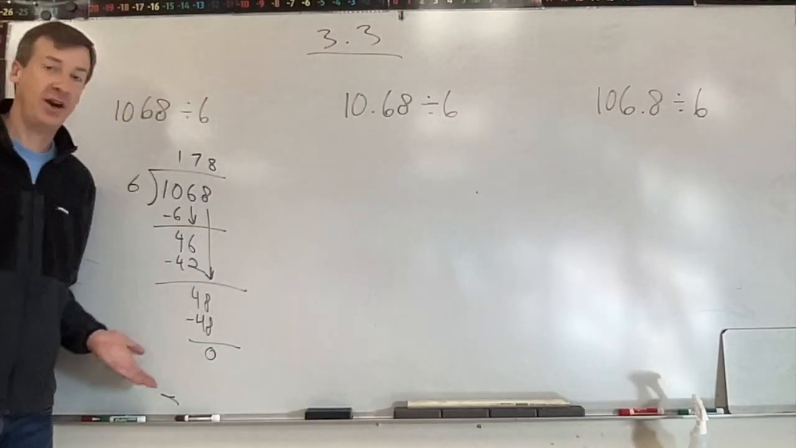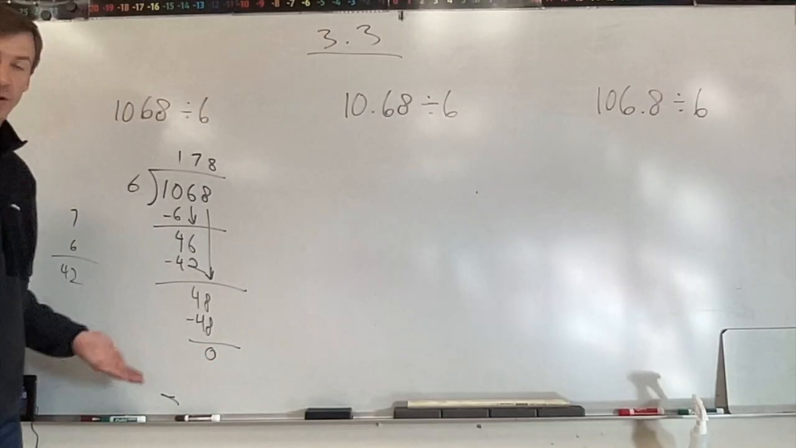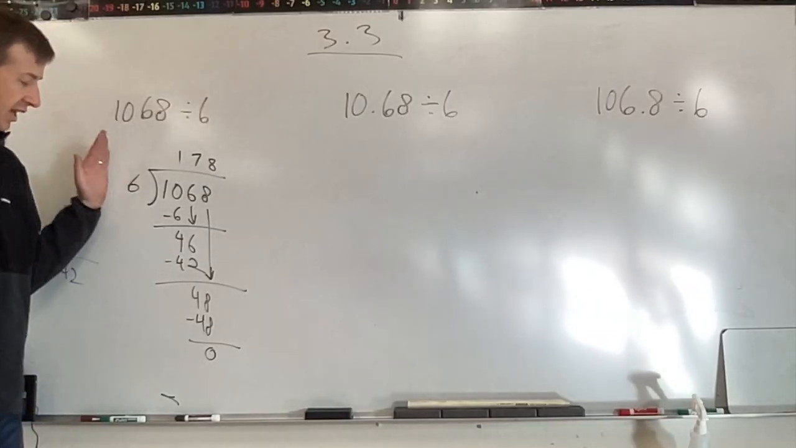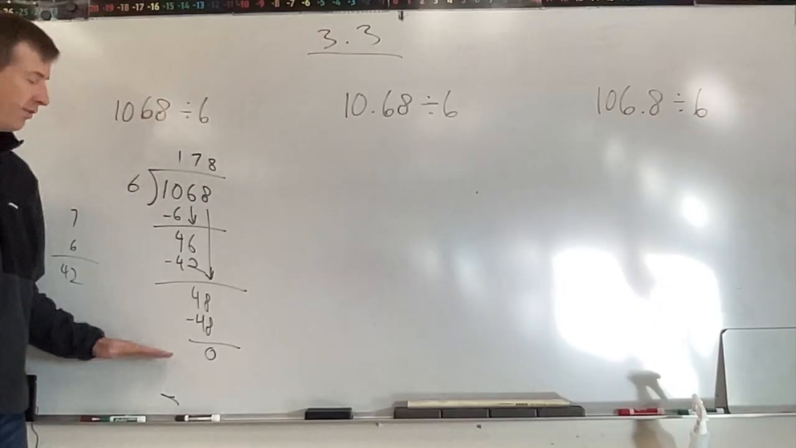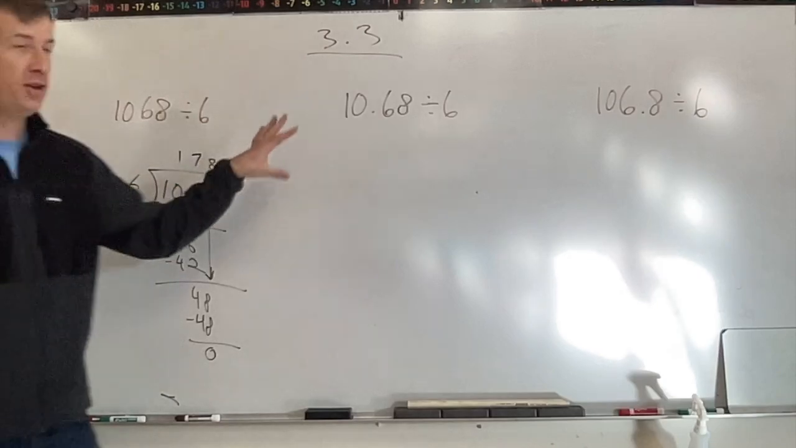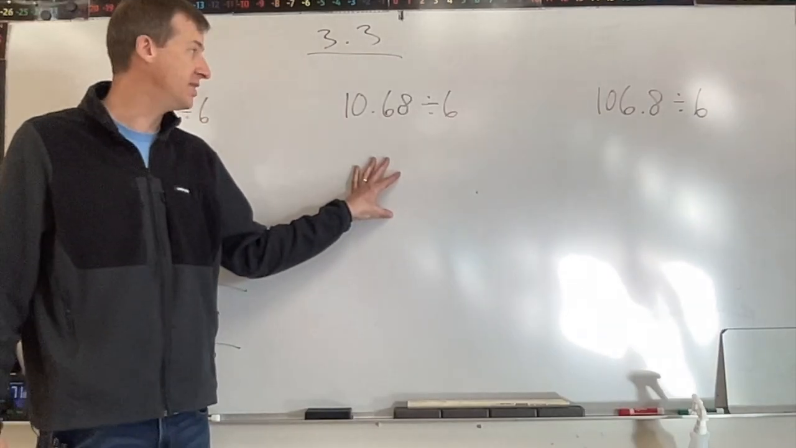If you don't know what's going on there, you better see me, because you've got to know how to do plain old whole numbers divided by whole numbers. That was section 3.1, so I could help you out with that. I just ran through it quickly here. But this is the same process we're going to do for taking 10.68 divided by 6.